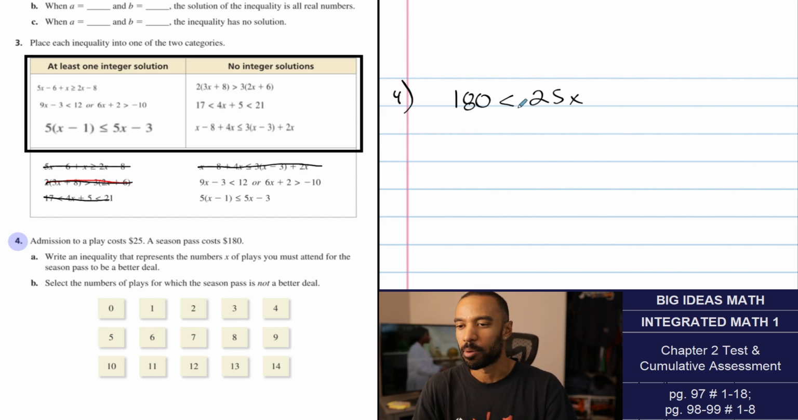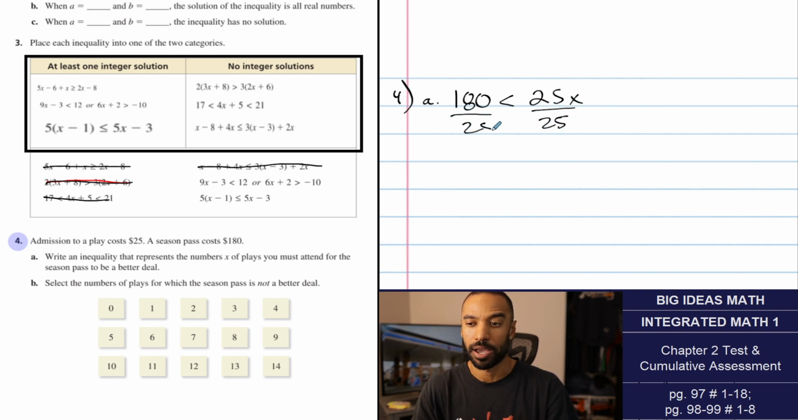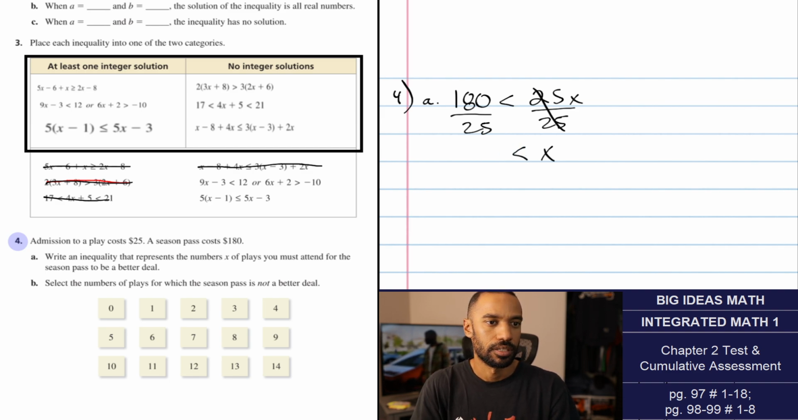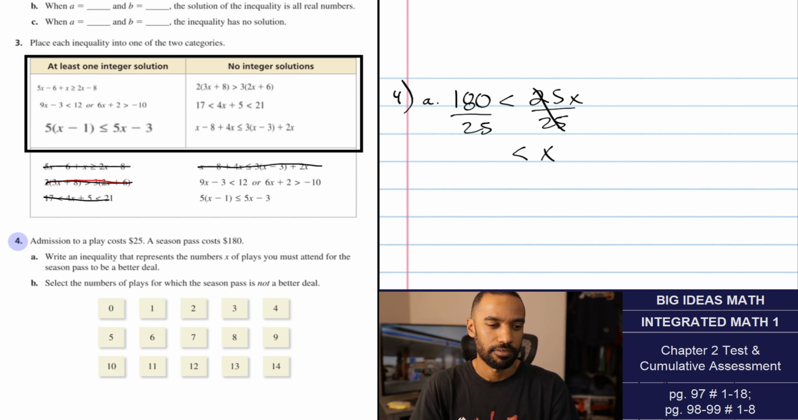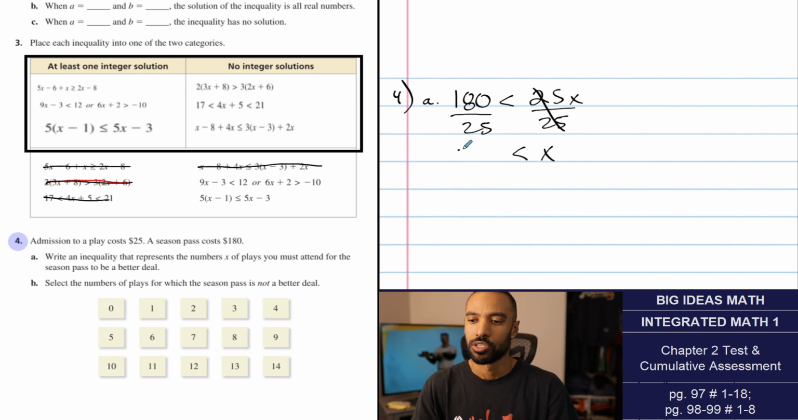They didn't say solve it, but part B, select the number of plays for which the season pass is not a better deal. Okay, let's just first solve this one. We divide this by 25, and by the way, this does not divide evenly. 7.2, let me make sure. 180 divided by 25. 7 quarters plus another 5 cents. Yes, 7.2. So x is greater than 7.2.